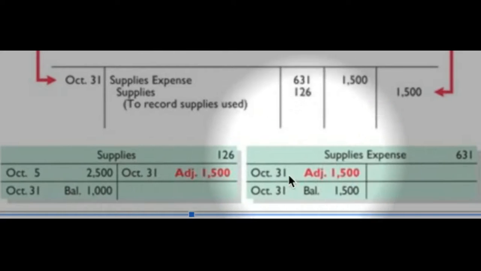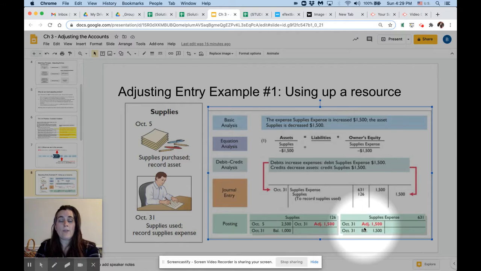So we're going to credit supplies and we're going to debit supplies expense. This debit and credit will, of course, also flow through to the adjusted trial balance. Okay, so that's an example of supplies expense.